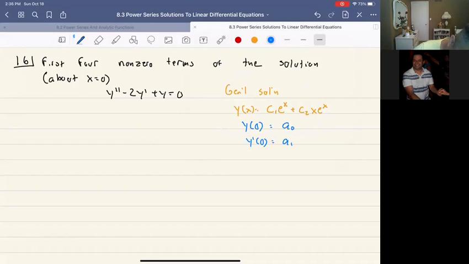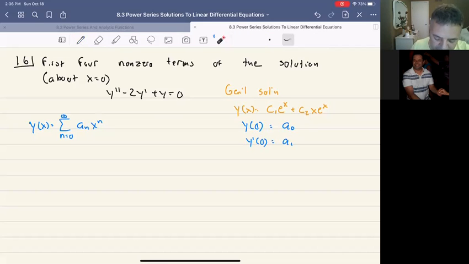So we have y of x equals the sum, n goes from 0 to infinity, a sub n x to the n. And if you think about it, right, if you look at it really quick, y of 0, all of these vanish except for the n equals 0 term, the only term we're going to get back. Okay, so that's why I say y of 0 is a sub 0.